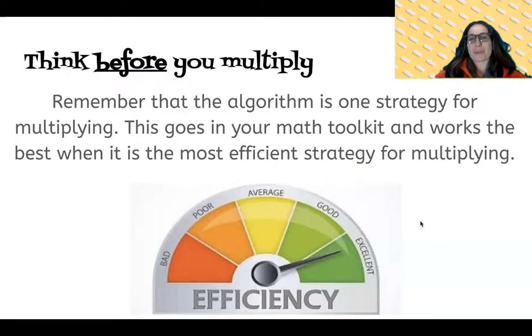Nice work, fourth graders. Remember, we're always going to be thinking before we multiply. The algorithm is one strategy for multiplying. This just goes in your math toolkit and works best when it is the most efficient strategy. Look forward to the next lesson where we talk about some double-digit multiplication problems in story problems.